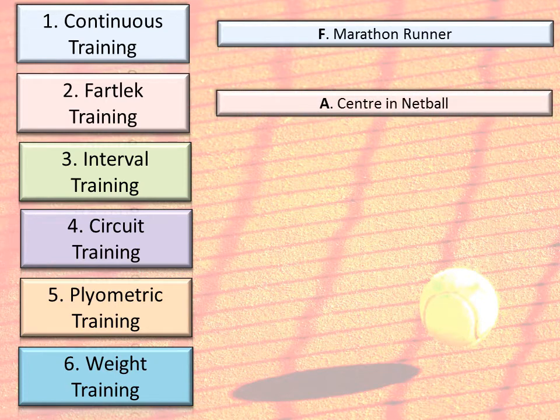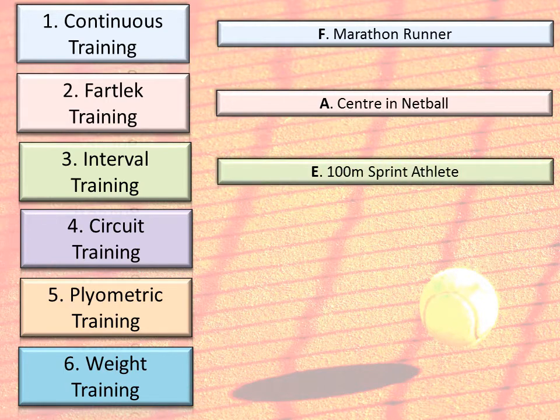Fartlek would be a centre in netball where they're constantly having to change the pace given the situation within a game. Interval training would be a 100-metre sprint athlete where they wouldn't do it back to back. They would have a rest so they can regain that level of energy in order to put the best performance in.